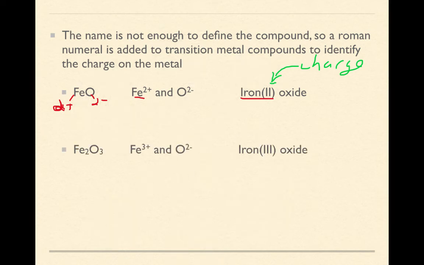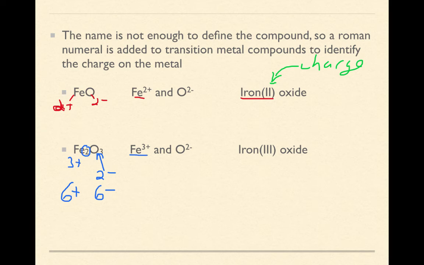What about Fe2O3? Well, here we have 3 oxygens. Now we know that oxygen has a 2 minus charge, but there's 3 of them, so I have a total of 6 minuses on the oxygen. With no net charge, it must mean that I have 6 total pluses on the iron, but there's 2 irons in there, and so each of those must have a 3 plus charge.